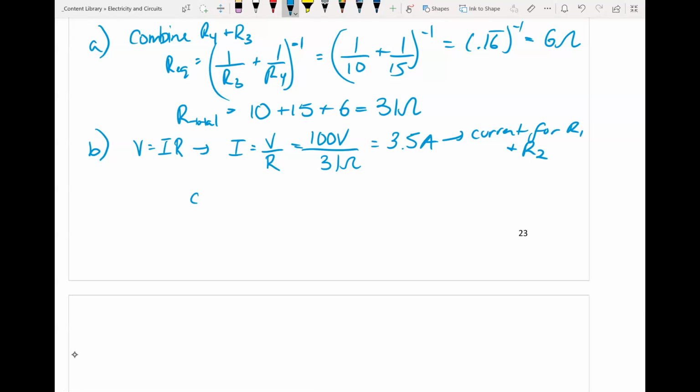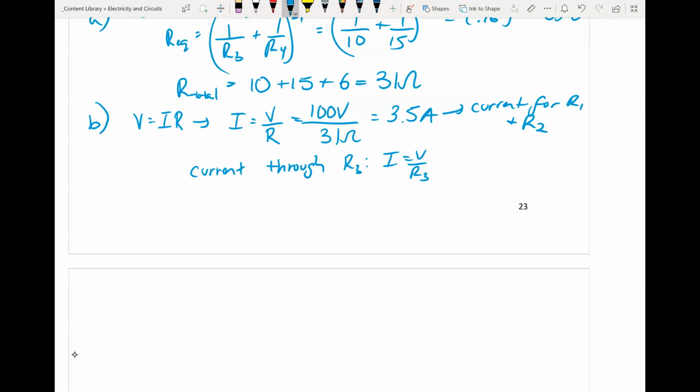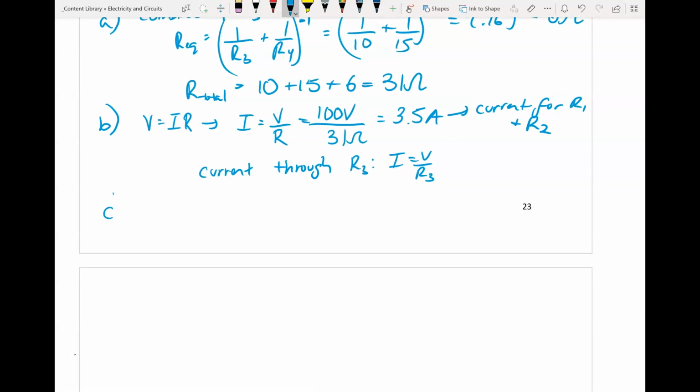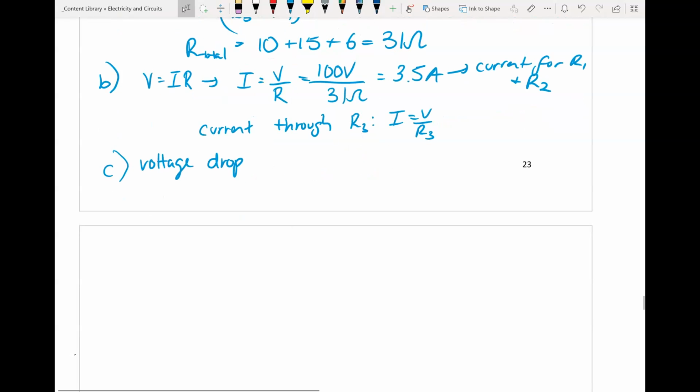Now, if we look through the current through R3, to calculate that, that's going to be I equals V over R3. But the thing is, we don't know what the potential difference is here. You're going to have to find that V first. It's not the same as 100 volts because it is in a parallel set. So I'm going to move on to part C for now and look at voltage drops. And that will help me determine what I'm going to put in this V here, because whatever I calculate for the potential drop is going to go in here.